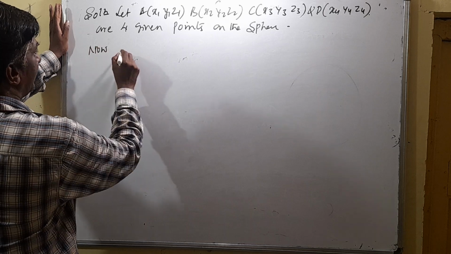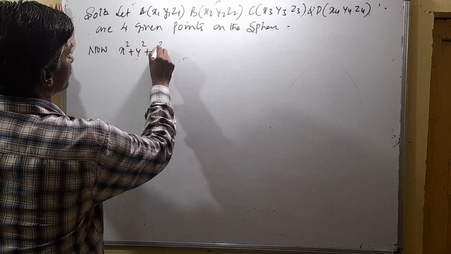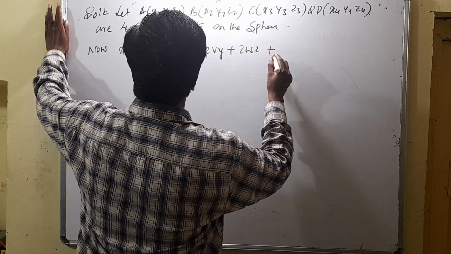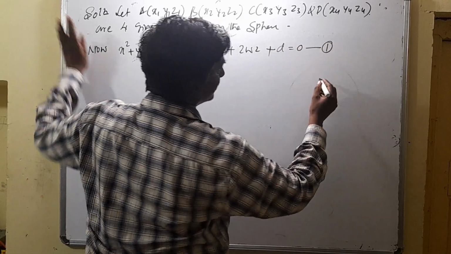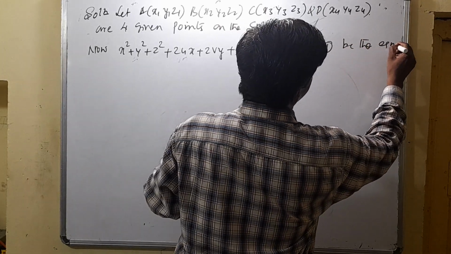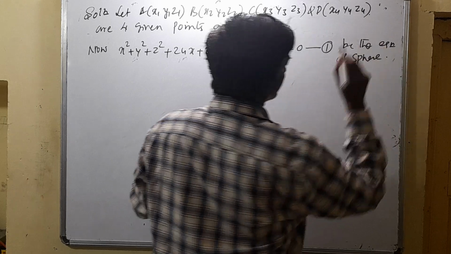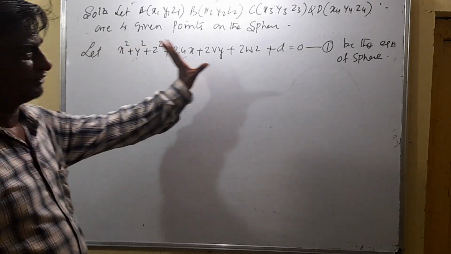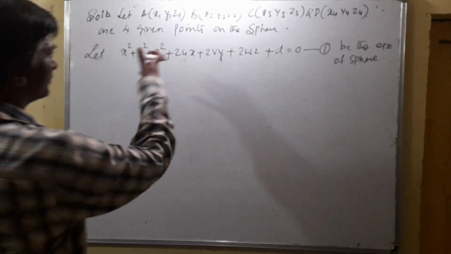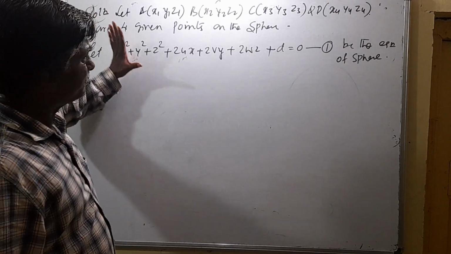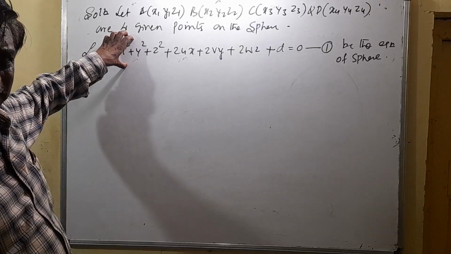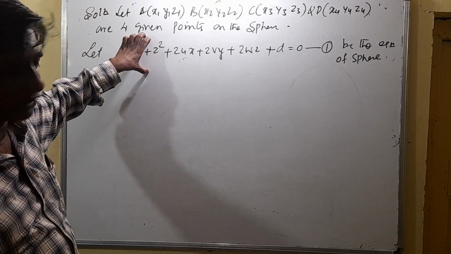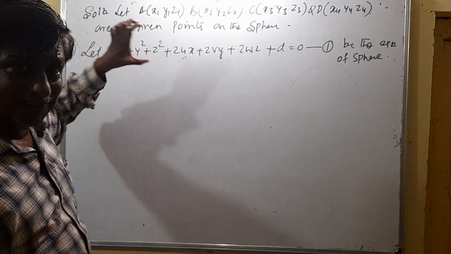Now, let x square plus y square plus z square plus 2ux plus 2vy plus 2wz plus d equal to 0, call it as 1, be the equation of sphere. Correct. We know this is an equation of sphere already. If this is an equation of sphere, then automatically these points must satisfy this equation.